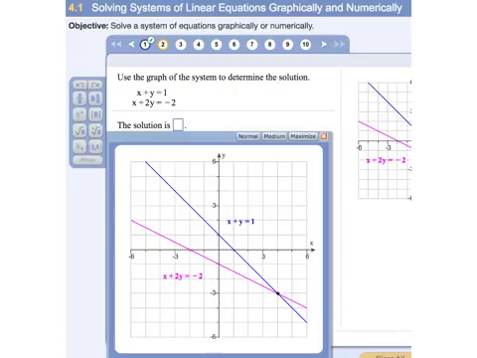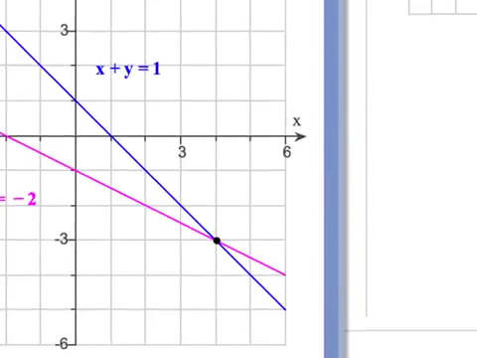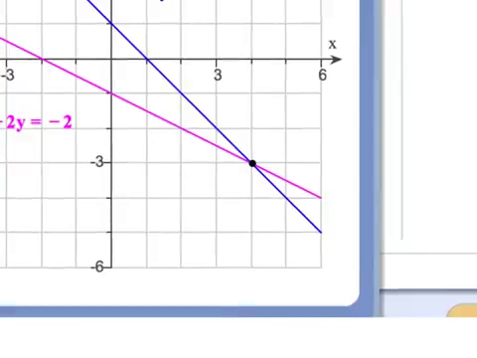Same kind of problem, only this time we don't have to prove it. We've got our two lines here. The blue one is x plus y is equal to 1. The violet one is x plus 2y is equal to -2. And the idea is, remember, the solution is where those two lines intersect. And we can see it intersects down here. So I'm going to zoom in, and we want to see where that point is.